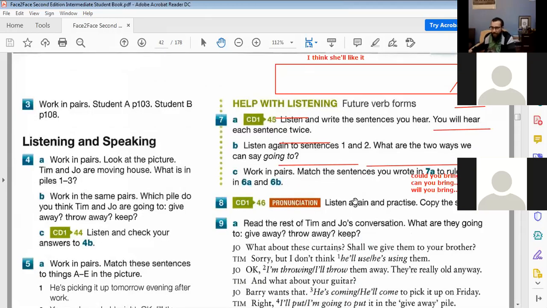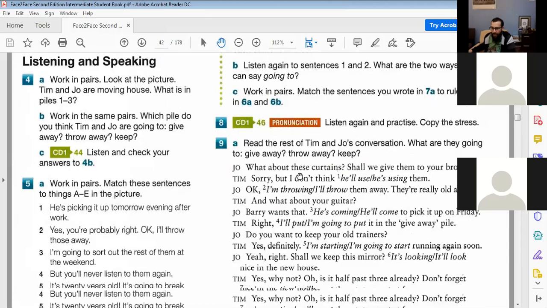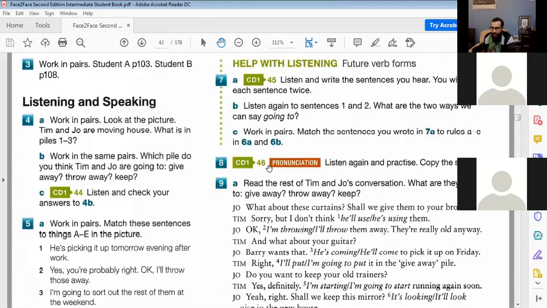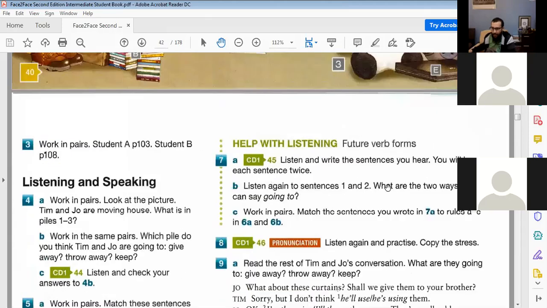All right, so before we do number 9, let's do number 7 first. Here we want you to practice a little on a story: which future form do you hear? Okay, so it says here, listen and write the sentences you hear.